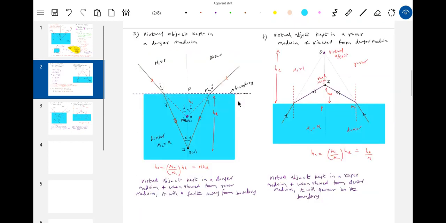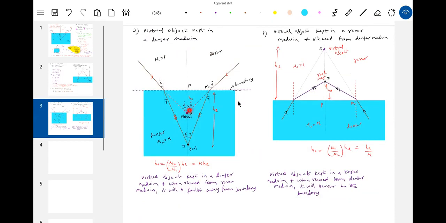Next, virtual object. Virtual object kept in denser medium. Okay, what will happen? Where will it appear? The depth will further increase. You can say mu HR. Mu will be greater than 1. So we'll get a real image. Virtual object kept in a denser medium, when viewed, will form a real image.